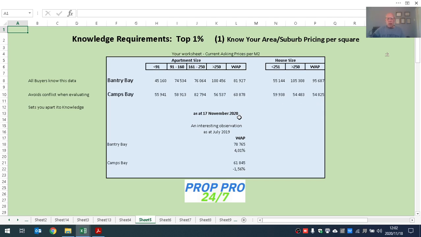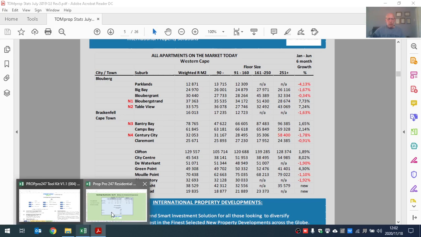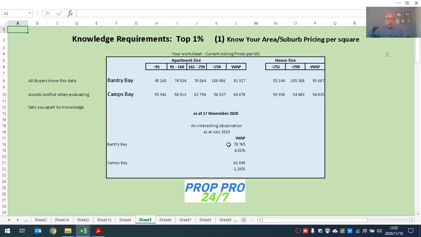Same with houses. Just as a point of interest, as of July 2019, I drew out this data from our data sheet. We had a look at Camps Bay and Bantry Bay in July 2019. Bantry Bay's weighted average asking price was 78,765. To date it is 81,927, representing a 4% increase in asking prices over a 17-month period. Camps Bay has reduced its asking prices by 1.56% over the same time period.